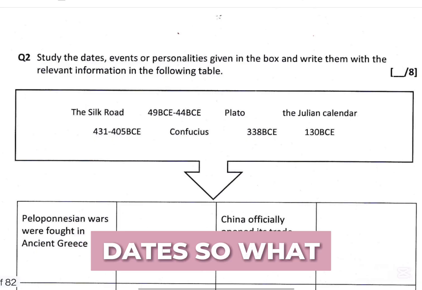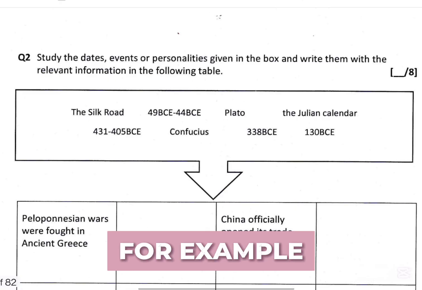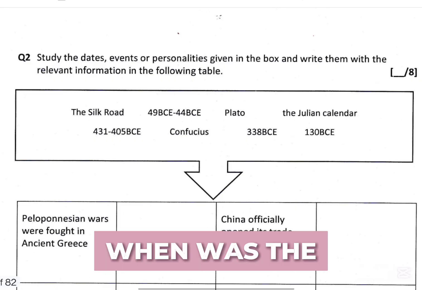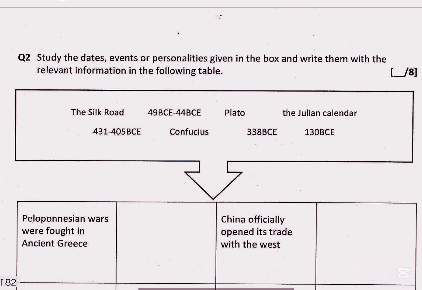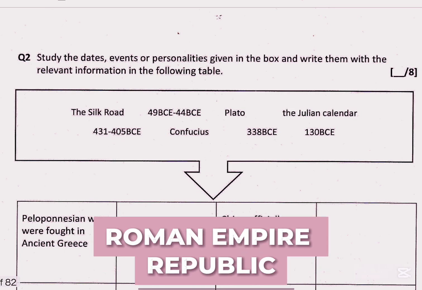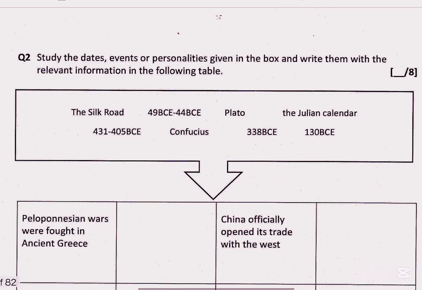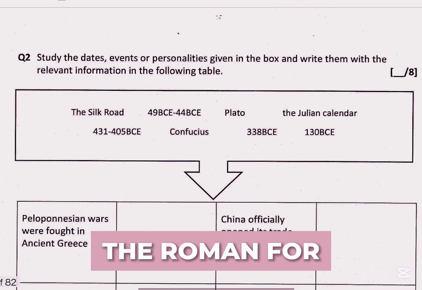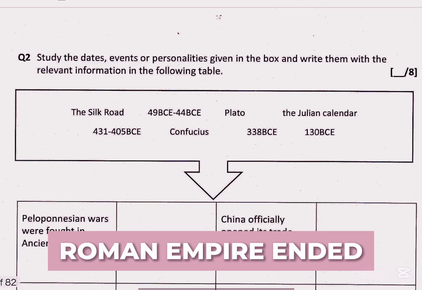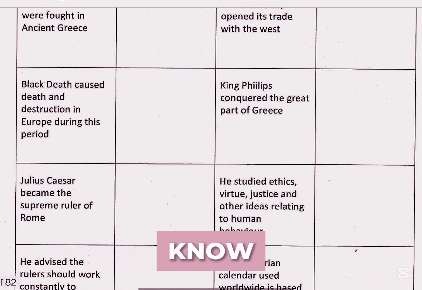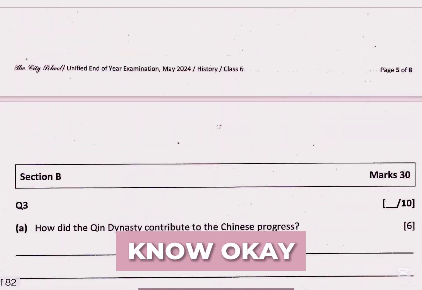So, for example, on big event dates, let's recall when was the end of the Roman Republic. This is one of the most important things to remember, for example with the Roman Empire: when was the Roman Empire started and when did it end? You have to remember these.